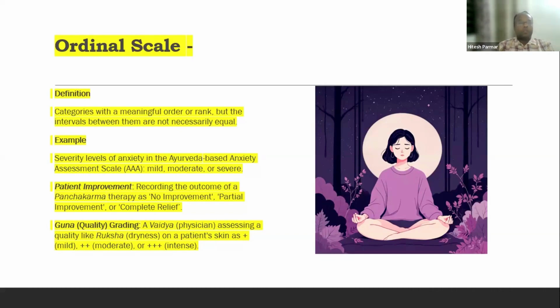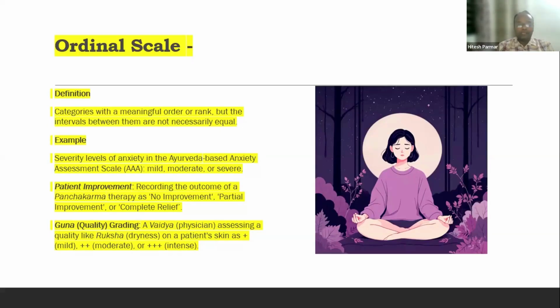We can say like this. So the ordinal scale you can always interpret based on their order, their hierarchy. Numbers do have some meaning and interpretation, like the physician or Vaidya assessing the dryness of the skin as mild, moderate, or intense. Intense is the higher, moderate is the medium, and mild is the lower. So again, 1, 2, and 3. Here the numbers can have interpretations, but the limitation is also present.